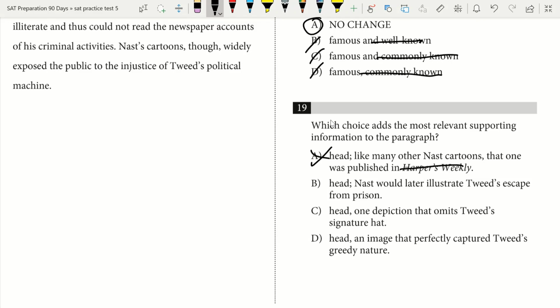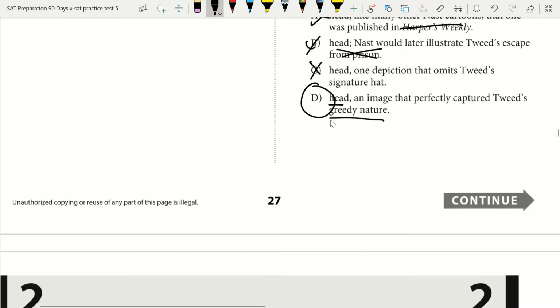B, Nast would later illustrate Tweed's escape from prison. That doesn't matter either. That's not talking about that bag of money for a head. C, one depiction that omits his signature hat. Once again, that's not touching on that symbol really of his head being a bag of money, which is probably a symbol for greed. D, an image that perfectly captures Tweed's greedy nature. Yes, D is our correct answer for 19. All right, now we've got 3 questions left. We've got 20, 21, and 22. So let's go down and take a look.